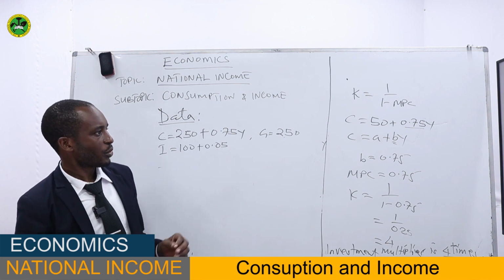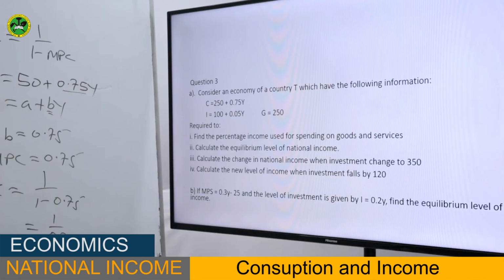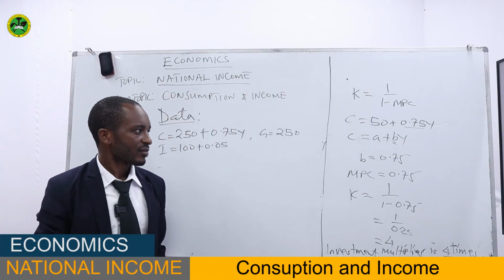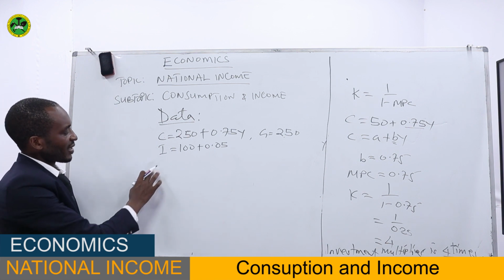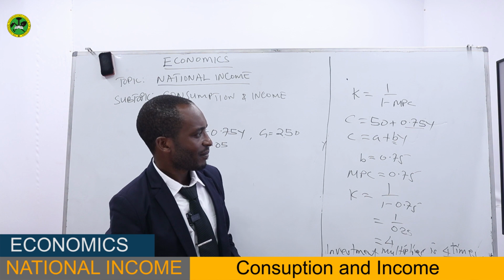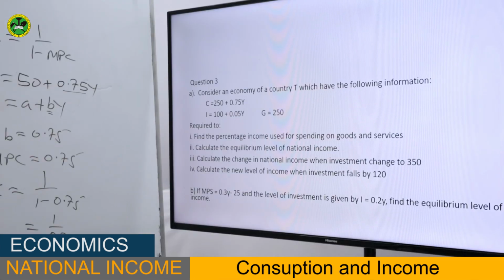Now this economy has a household sector, a private sector or firm sector, and a government sector. So we have three sectors. What we are required to do is find the percentage of income used for spending on goods and services. Before we calculate the percentage, let us first find the income data and the consumption data.